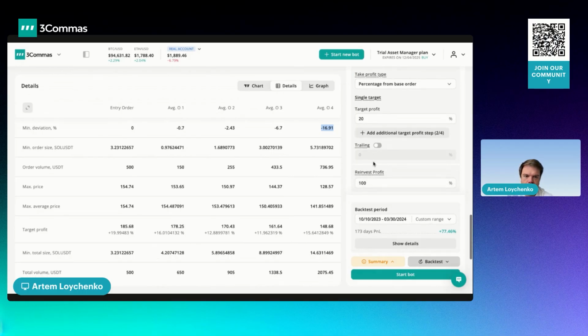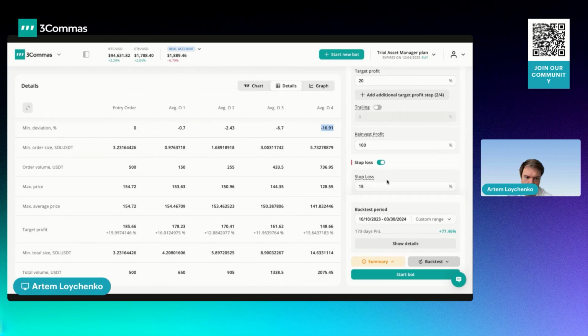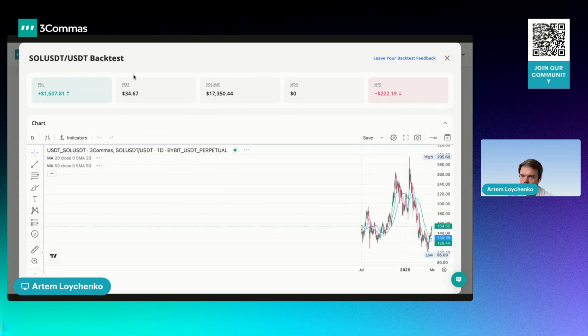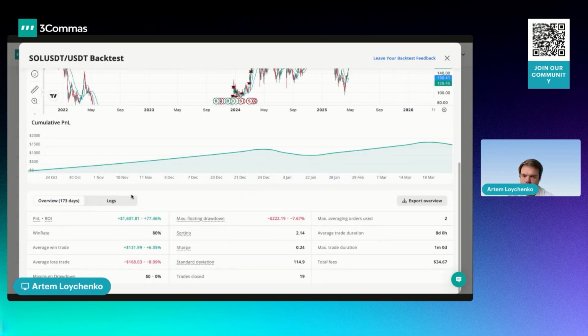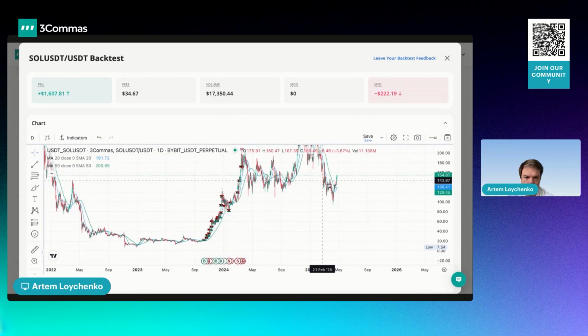Right. So I put take profit of 20, but we can see how it goes and how I usually work with it on the backtest. Okay, so I already ran it. Let's go to show details and see what we got here. We can see P&L of 77% with MFD of just 200, which is pretty good, I mean, as a ratio.